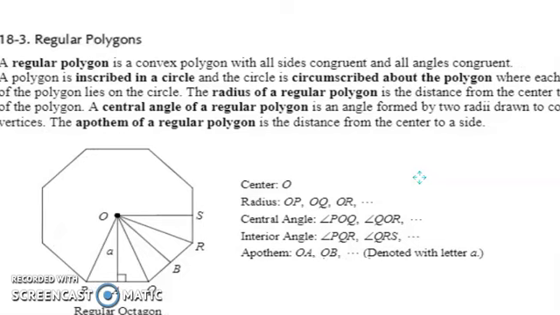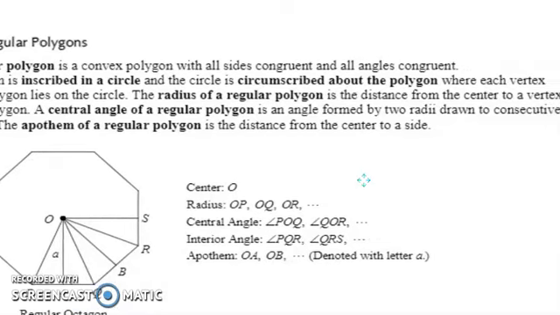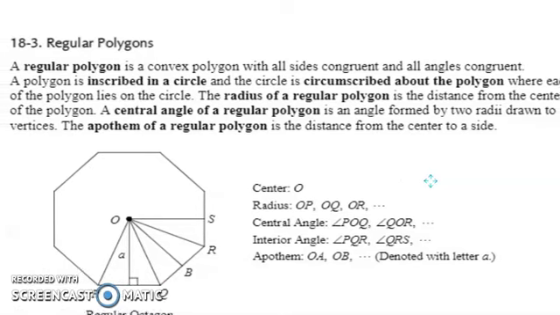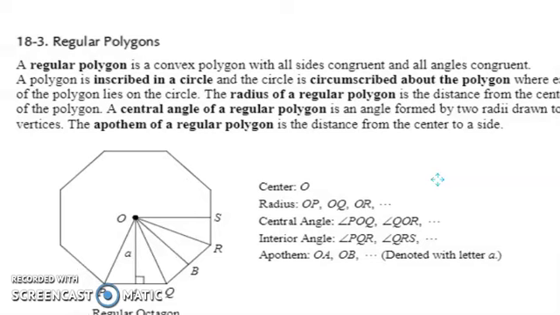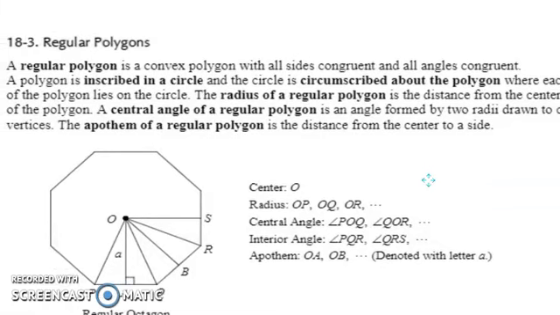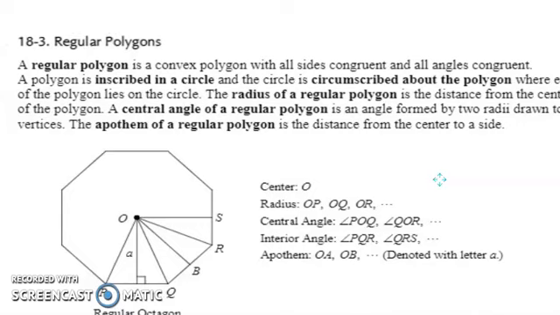The radius of a regular polygon is the distance from the center to a vertex of the polygon. A central angle of a regular polygon is an angle formed by two radii drawn to consecutive vertices. The apothem of a regular polygon is the distance from the center to a side. Now I will explain each of these.